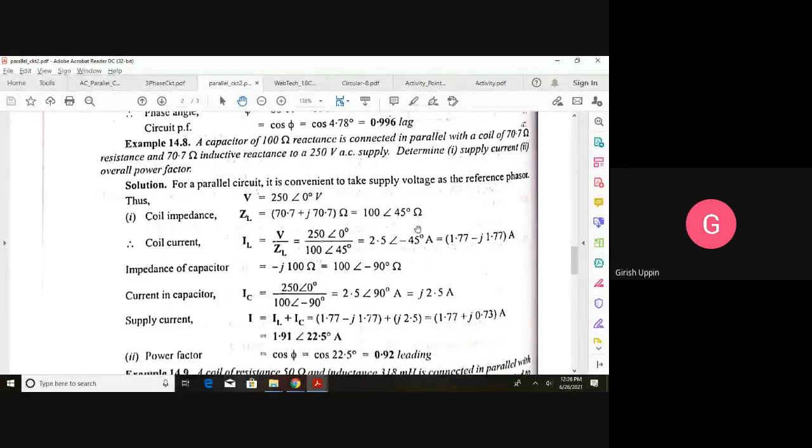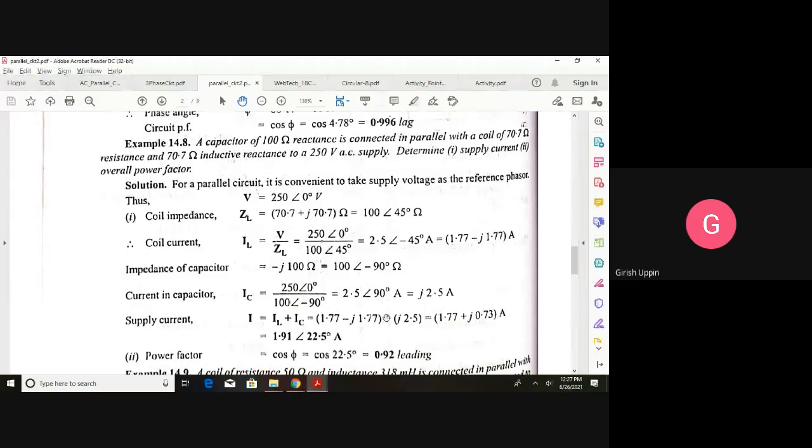If you see r at an angle theta, that will convert this number into this form. Then the impedance of a capacitor, I told you this should be represented as always minus j. So minus j 100, which is 100 at an angle minus 90 degree. Current in the capacitor is voltage divided by the XC value. We get 250 divided by 100, 2.5, at 0 minus of 90, so that will become plus 90. That is j 2.5. This is the current in the capacitor. This is the current in the inductor.